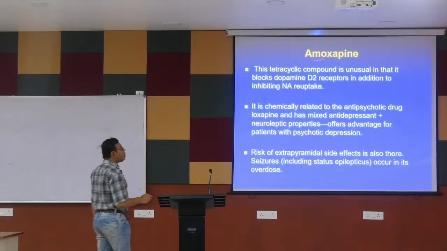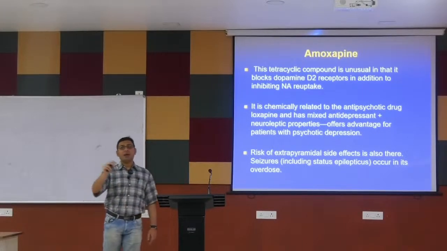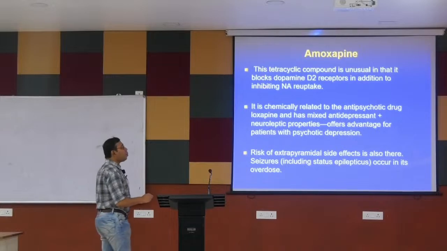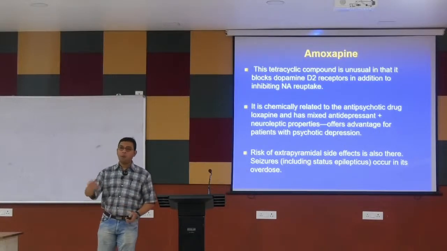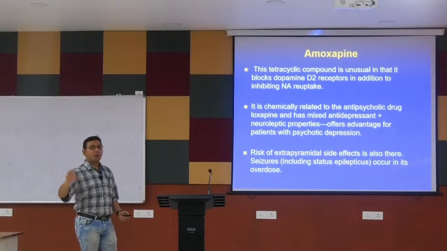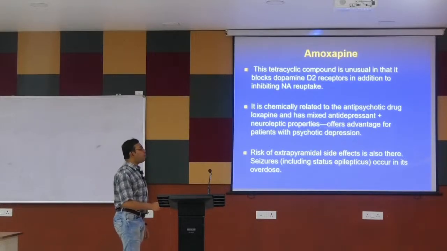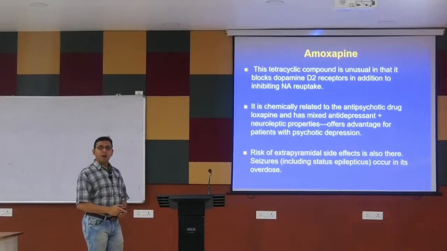So, amoxapine is another drug. This is basically some modification of the tricyclic antidepressant. That's why this is a tetracyclic compound, and it also blocks the dopamine receptors in addition to the norepinephrine receptor blockade. So, there is some additional action of dopamine blockade. Otherwise, more or less similar mixed antidepressant and neuroleptic properties are there. Risk of extrapyramidal side effects is also there.